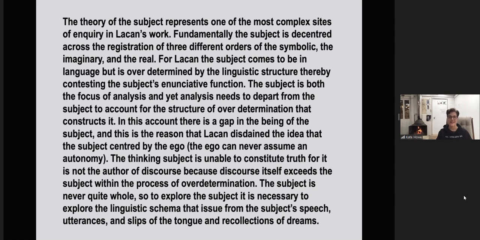And this is the reason that Lacan disdained the idea that the subject, centered by the ego, can ever assume an autonomy. The thinking subject is unable to constitute truth, for it is not the author of discourse, because discourse itself exceeds the subject within the process of overdetermination. The subject is never quite whole. So to explore the subject, it is necessary to explore the linguistic schema that issues from the subject's speech, utterances, and slips of the tongue, and recollections of dreams.